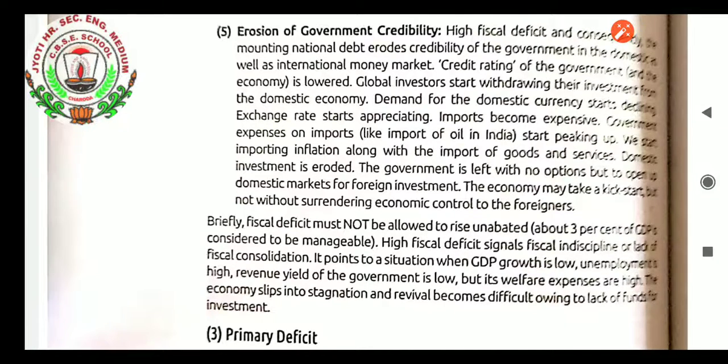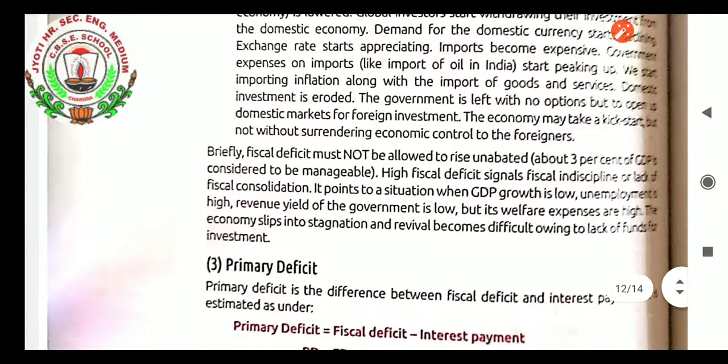Government expenses on imports like import of oil in India start picking up. We start importing inflation along with the imports of goods and services. Definitely the prices of goods and services which we are importing from outside the country will automatically increase many times, because our country is suffering from credit problems. In such a credit-based country, no one will try to invest, and foreign investment will not be there.